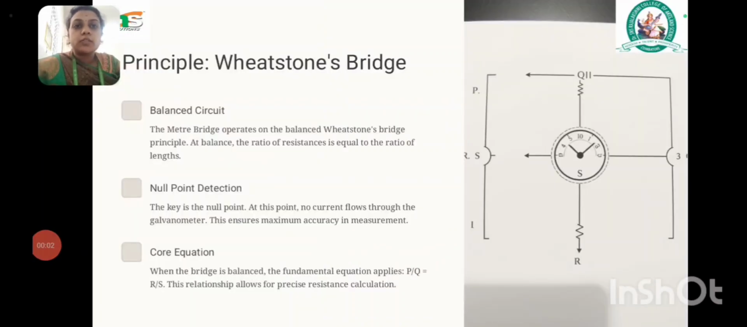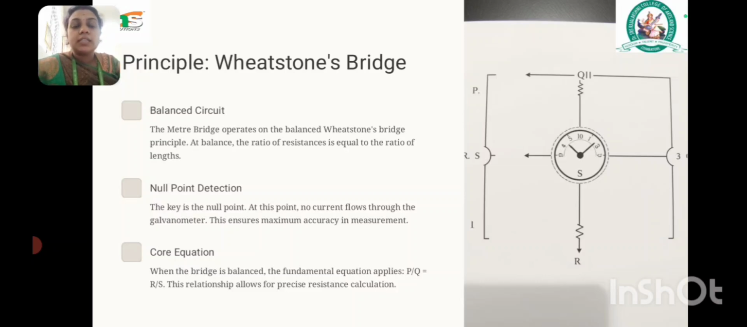Next, the principles of the meter bridge. The meter bridge works like a Wheatstone bridge: P by Q equals R by S. Balancing circuit, null point detection and core equations. The meter bridge operates on the balanced Wheatstone bridge principle. At balance, the ratio of resistances is equal to the ratio of the lengths: P by Q equals R by S, where P, Q, R, S are resistances. And then null point detection.